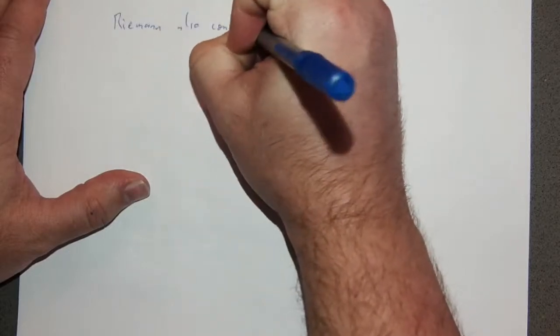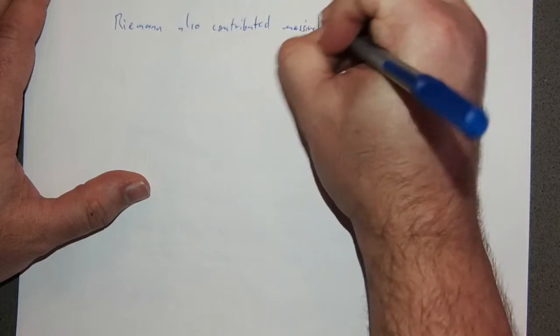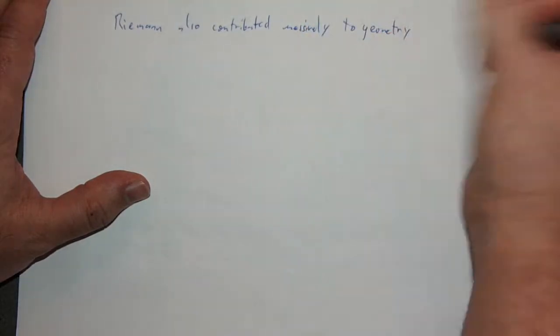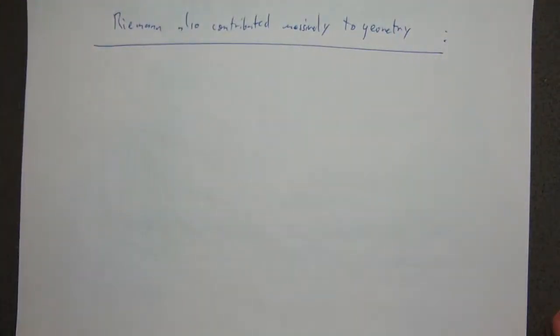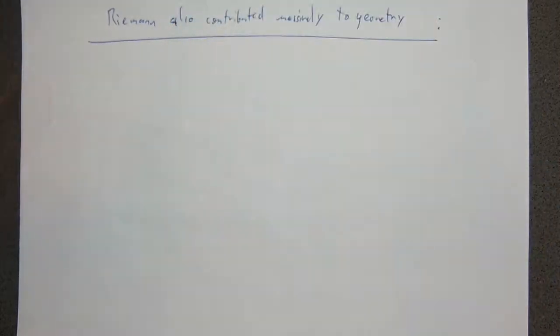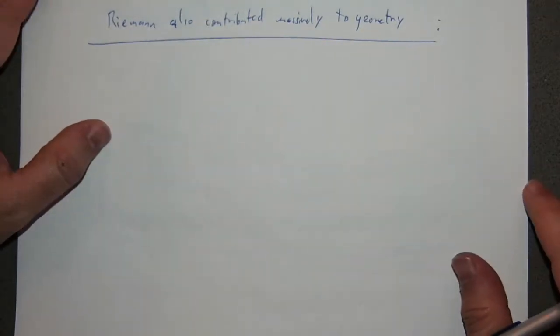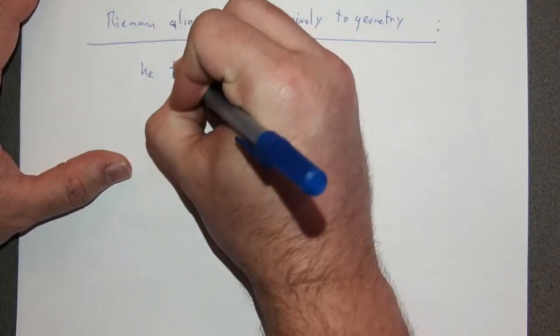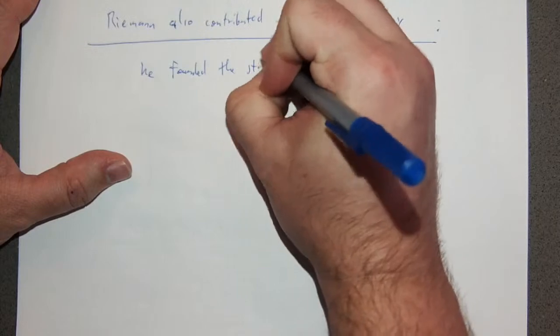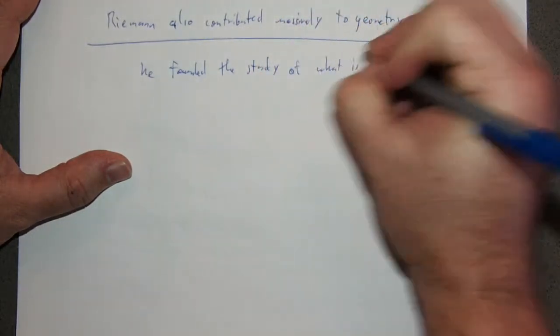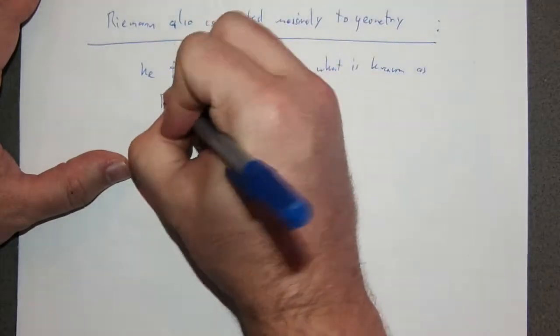Okay, so Riemann also contributed massively to geometry. He was a student of Gauss, right? And so he was very well aware of all of the Gaussian type calculations that had been done for curves and surfaces. And so this led him to define a way of doing geometry that would become known as Riemannian geometry. So he founded the study of what is now called Riemannian geometry.